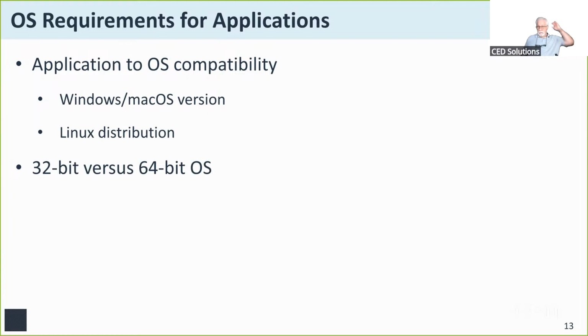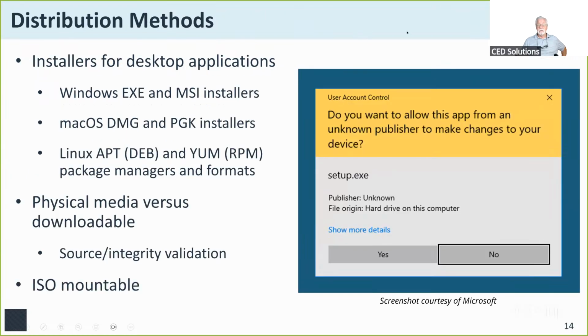I can't run 64-bit application software on an old 32-bit machine. It just won't work. Most of the OSs, though, are backward compatible. If you've got 64-bit, it will run many of the older 32-bit applications, but not in the other direction. So you've got to make certain that the operating system supports the application from a hardware and a software support perspective as well.